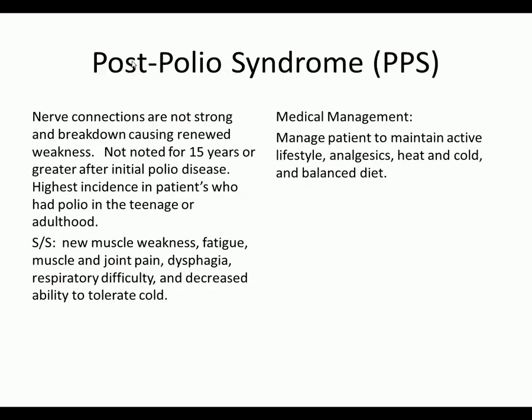It can happen to patients that have had polio, usually with greater incidence in those that had polio during their teenage years or adulthood. What happens is the nerve connections that grow back after the insult of the polio are weaker, and as you get older, these very tenuous connections in the nerves break down, causing renewed weakness.